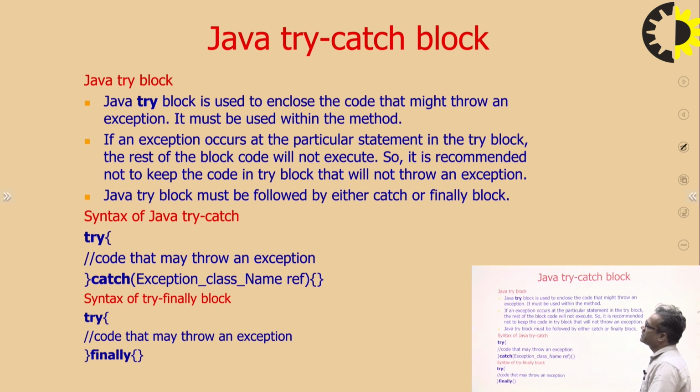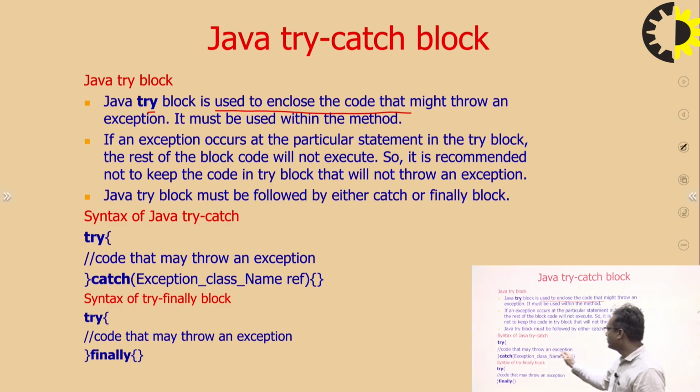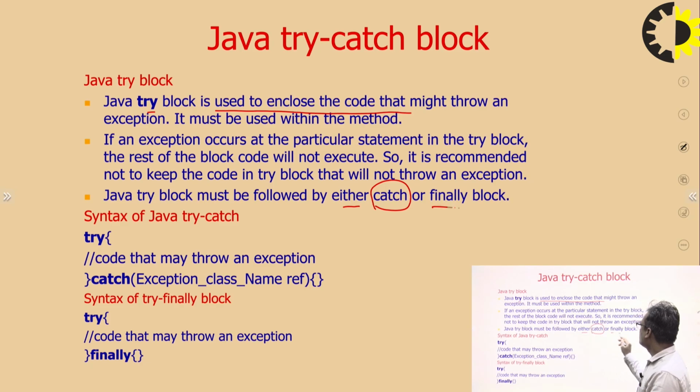The Java try block is used to enclose the code that might throw an exception. That means try will contain the code that may throw an exception. So if you have a doubt that the code may throw an exception at runtime, you can enclose that code in the try block. The Java try block must be followed by either a catch or a finally block. These blocks handle the exception.